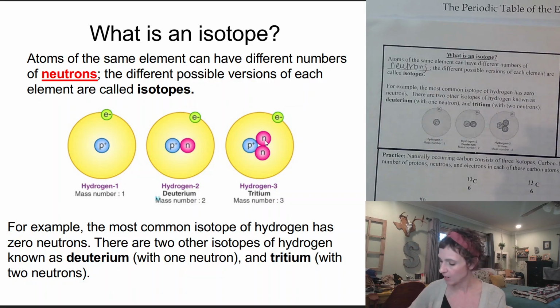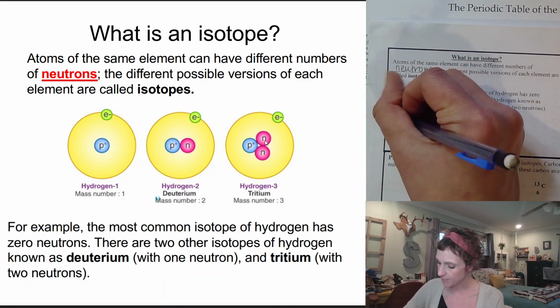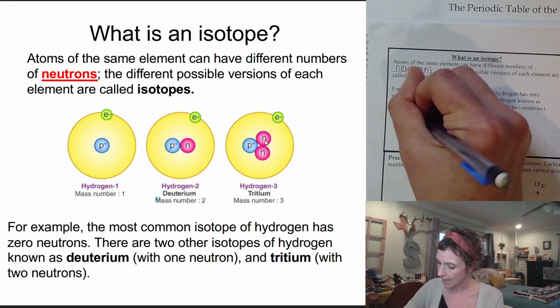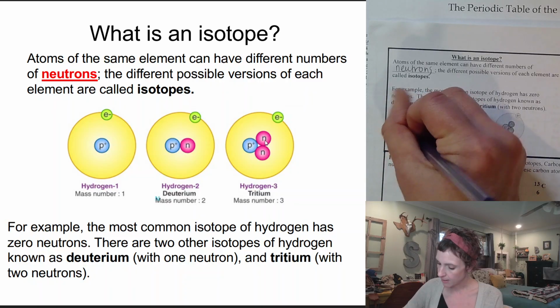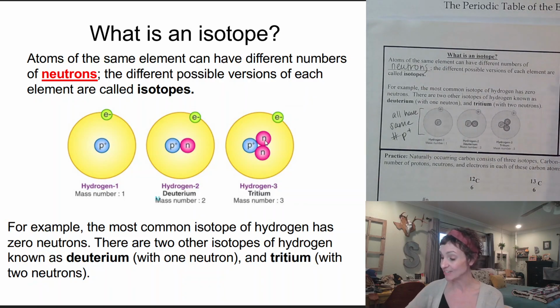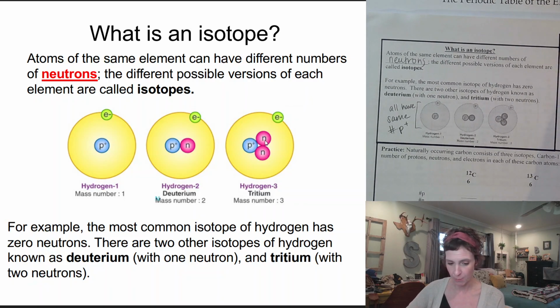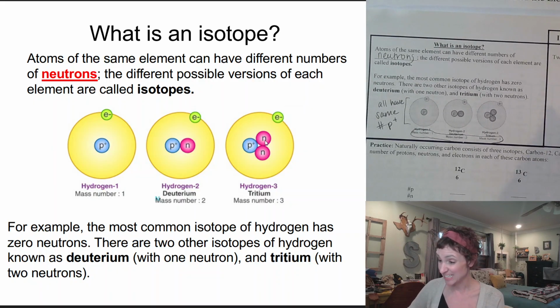Okay, so one thing I want us to keep in mind about these isotopes is that they all have the same number of protons. That's super important to know. What they have different is the number of neutrons. And I want you guys to look here, they write down the mass number at the bottom of all three of those. And you can see that mass number changes.